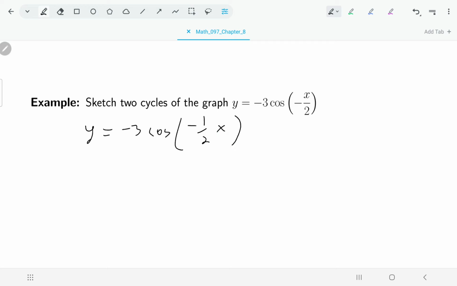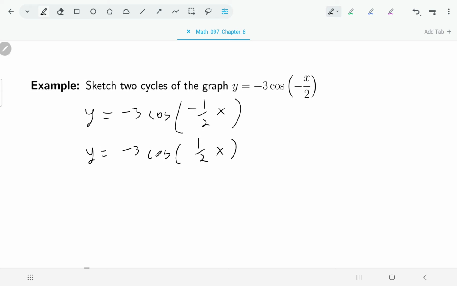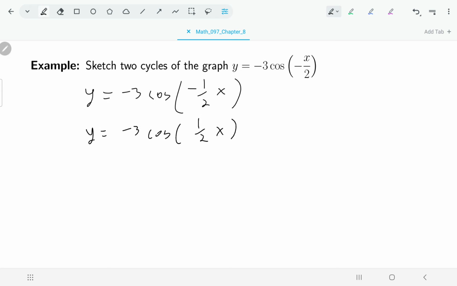And then the second thing I'm going to do is say that, well, I know that cosine is even, so that negative inside the negative half is really going to be absorbed. I can just say that it's y equals negative 3 cosine of positive 1/2 x. So that means I have one less thing to think about. There's no horizontal flip really to worry about.